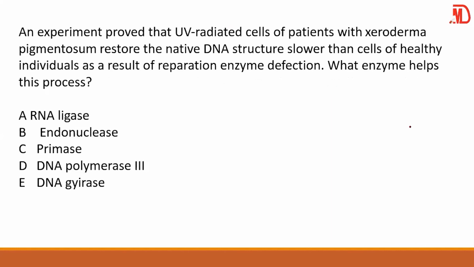We have an experiment to prove that irradiated cells of a patient with xeroderma pigmentosum restore the native DNA structure slower than cells of healthy individuals as a result of an enzyme defect. What enzyme helps this process? First of all, you have to know what xeroderma pigmentosum is. It sounds more or less close to what we have already discussed, because these people too are highly sensitive to sunlight.